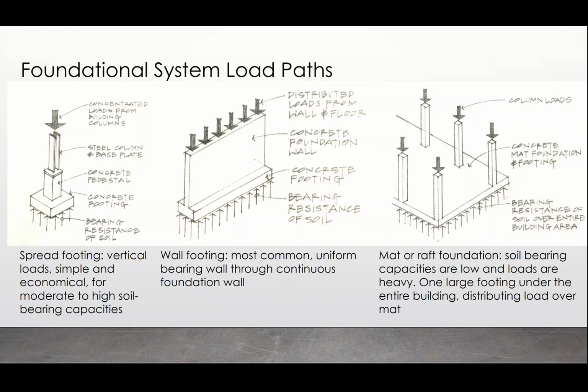And then the last one I want to talk about was foundational system load paths. So these are column footings. How are we getting completely to the soil? What does that last step look like? One is spread footing, so vertical loads. This is simple and economical. This is for moderate to high soil bearing capacities though.